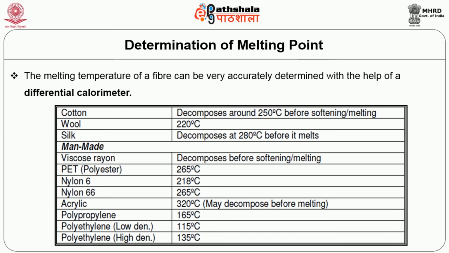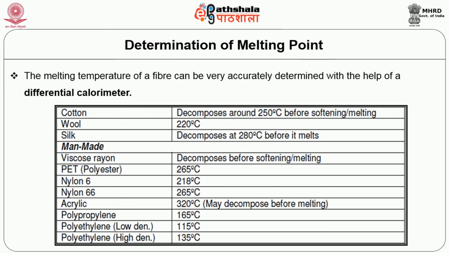In the case of man-made fibers, if it is viscose rayon fiber, it decomposes before softening or melting. In the case of polyester, it decomposes around 265 degrees centigrade. In the case of nylon 6, the melting temperature will be 218 degrees centigrade. In the case of nylon 6,6, it will be around 265 degrees centigrade. In the case of acrylic fiber, the melting point may be 320 degrees centigrade. It may decompose before melting.